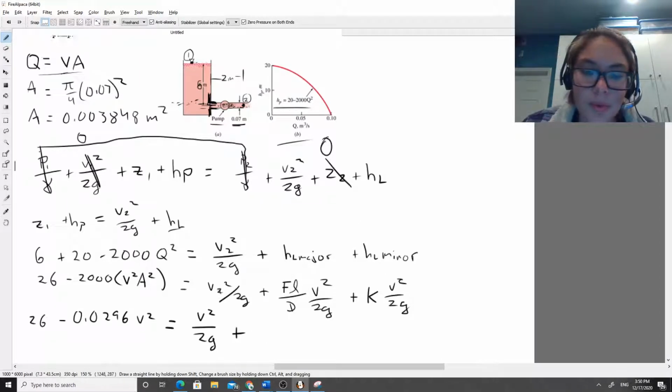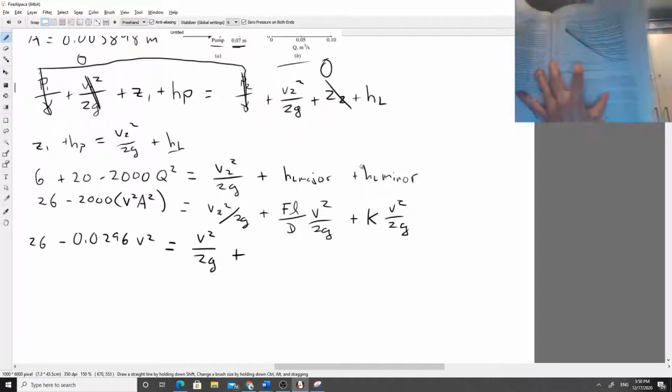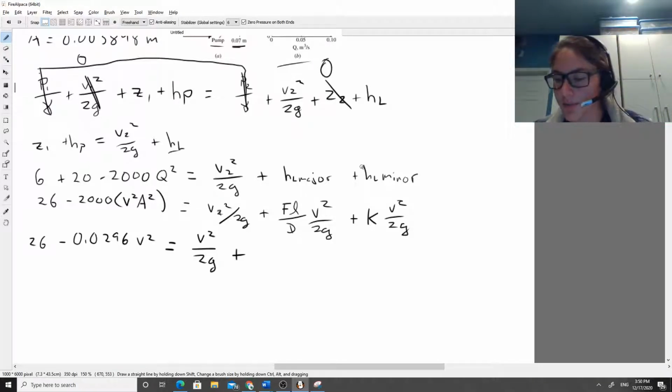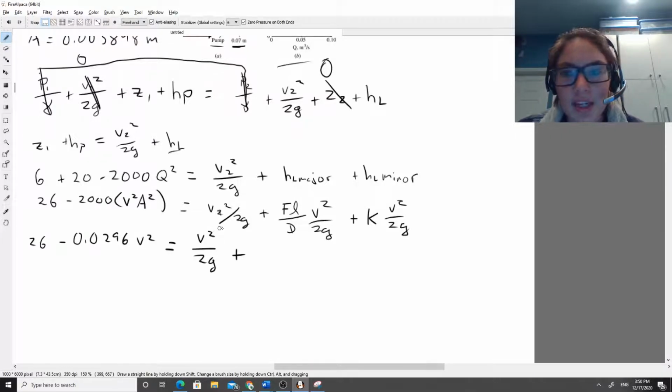Now, what is F here in this system? Well, typically what you would do is you would want to go to the Moody diagram with two numbers. You would want to go to the Moody diagram with your Reynolds number and your roughness divided by diameter number. So we don't actually need the Reynolds number in this case because we already know that this is wholly turbulent. But we do still need to find out what this number is. The roughness divided by the diameter. That's easy enough to figure out.